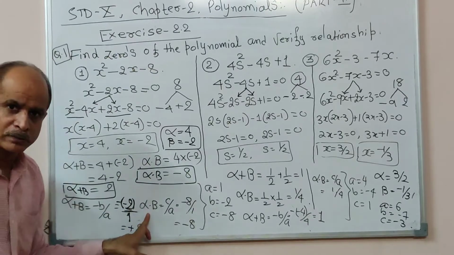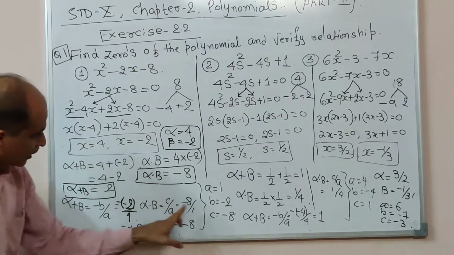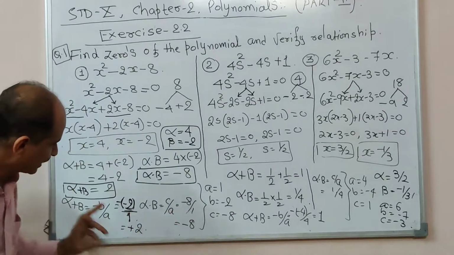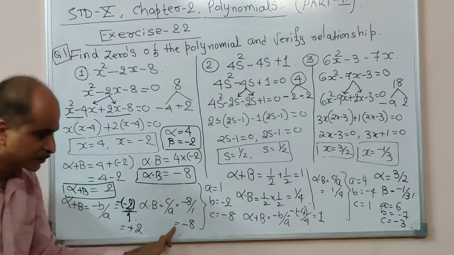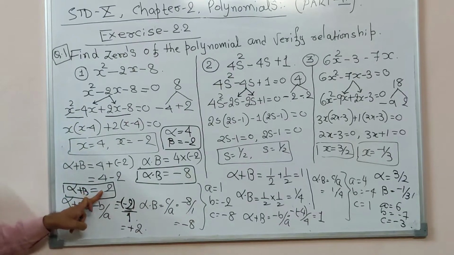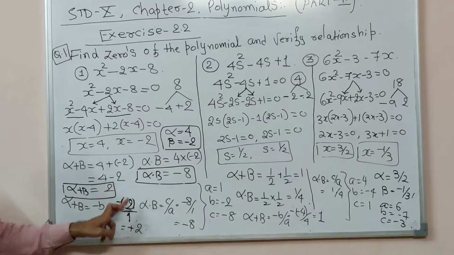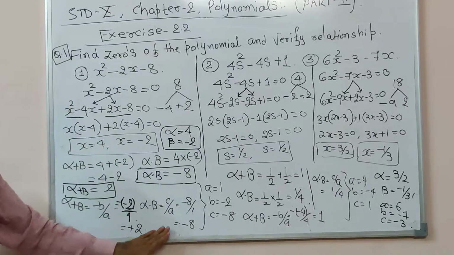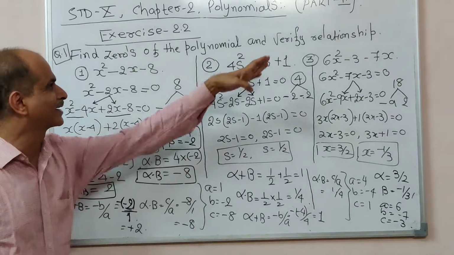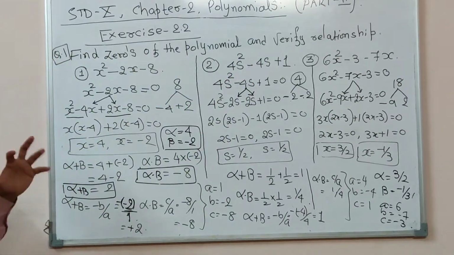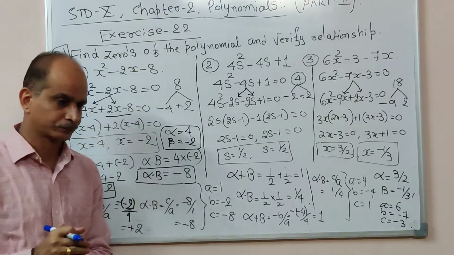Similarly, alpha into beta is equal to c by a. Value of c is equal to minus 8, a is equal to 1, and that's why alpha into beta is equal to minus 8. So here also alpha plus beta is equal to 2. Here also we get 2. Alpha into beta is equal to minus 8. According to the formula also alpha into beta is equal to minus 8, and that's how we verify. So this is the end of the first example. Let me start example number 2.